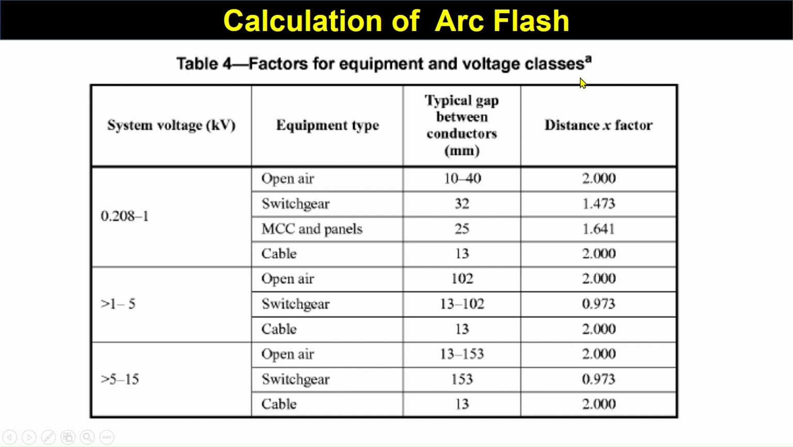Factors for equipment and voltage class. These are the different factors for the voltage: equipment type, typical gap, and X factor. This is the distance X factor for different system voltages and equipment. From here you can get the value of the X factor.